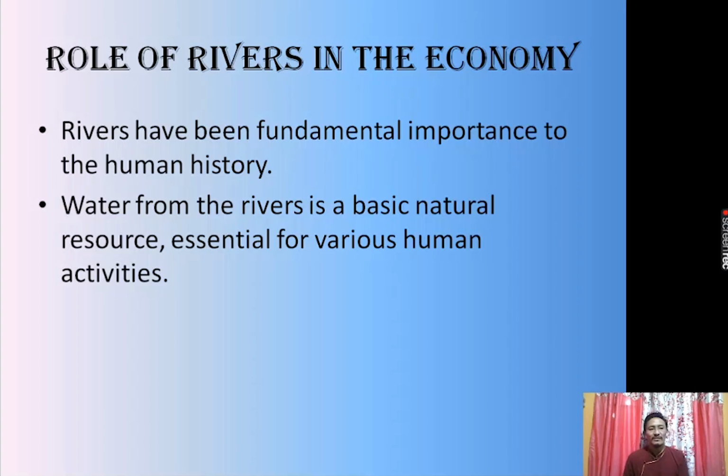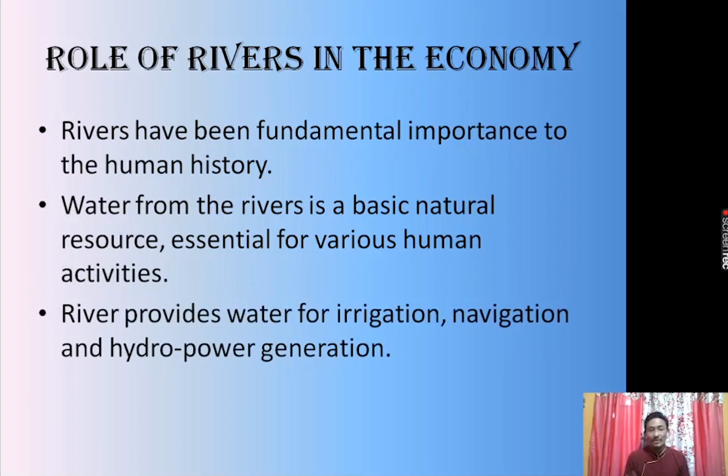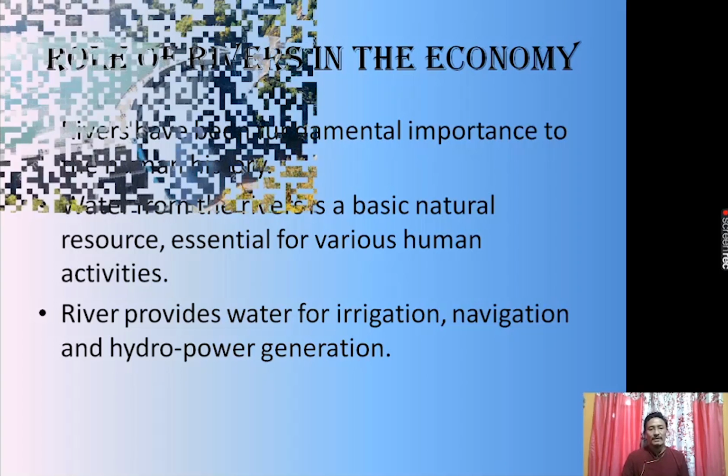India being an agrarian country, more than 85% of the Indian population are totally dependent upon farming, and since we know that in agriculture you need a good supply of irrigation facilities, right? So that is fulfilled by the rivers. Then we have rivers provide water for irrigation, navigation, and hydropower generation. So these are very, very important things, right? That's how the river gains its economic importance.